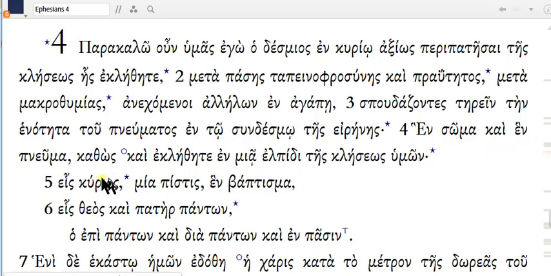Kai hen pneuma, and one spirit. What gender is spirit? Neuter. And that's why you have hen. What do you think the stem consonant was on pneuma? The tau. It was pneumat. That's right. Kathos kai eklethete, just as you were called, en mia elpidi. In one elpidi. Yes. That is hope.